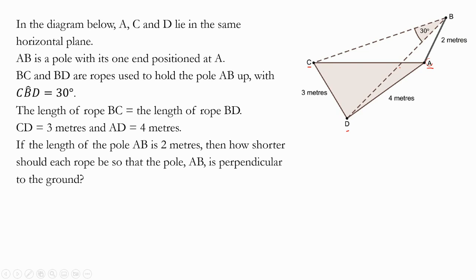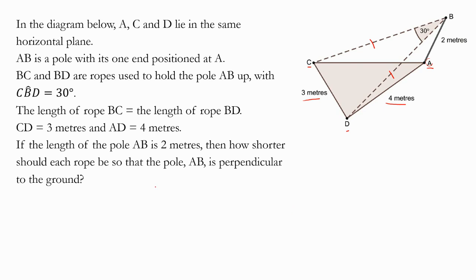Just imagine like a flagpole being supported by two ropes. The ropes are BC and BD. That BC and BD are ropes used to hold the pole AB up with CBD equal to 30 degrees. So the angle between the ropes there is 30 degrees. The length of the rope BC is equal to the length of the rope BD. So it means this length is equal to this length. Right, CD is 3 meters and then AD is 4 meters.